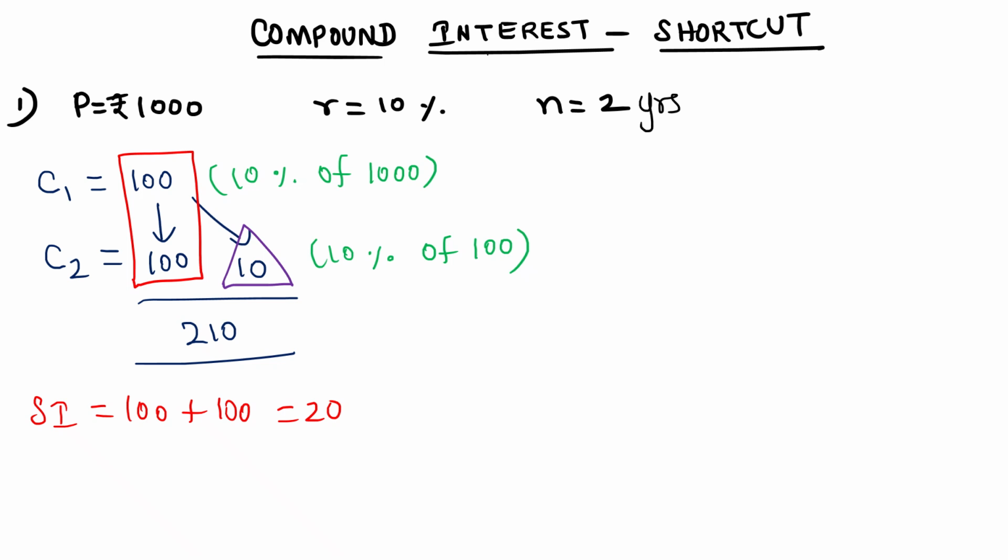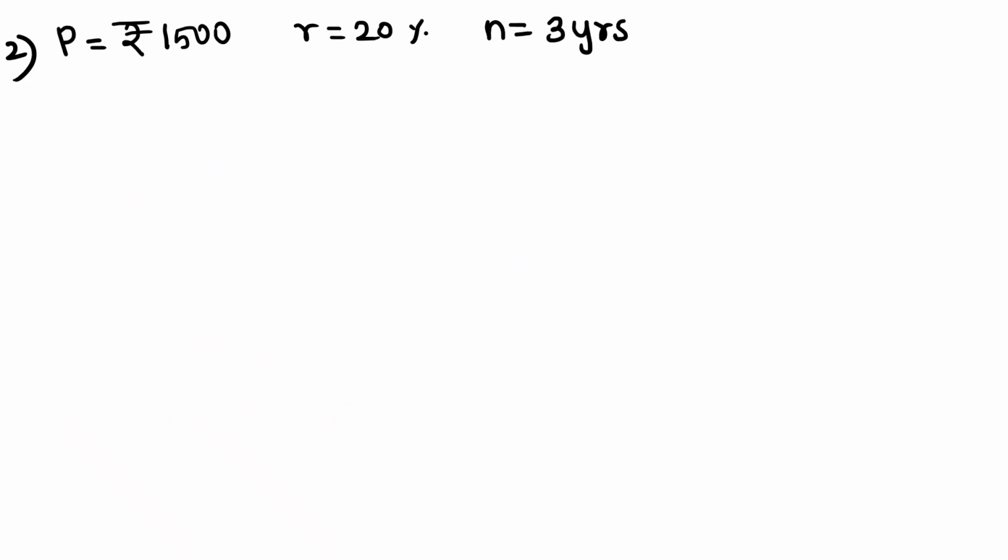So hope you understood very clearly what I'm telling you in this particular problem. Let's see one more problem to make you understand this concept very clearly. Here the principal amount is 1500, the rate is 20%, and the time period is 3 years.